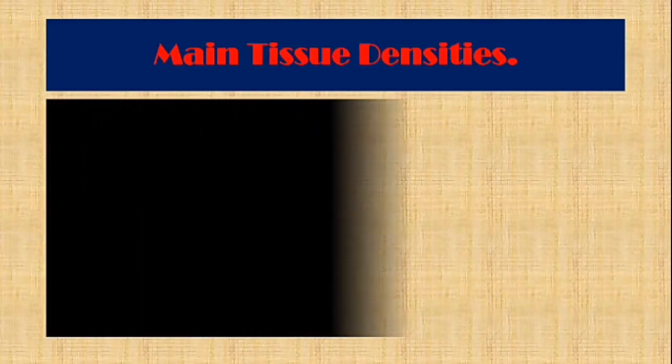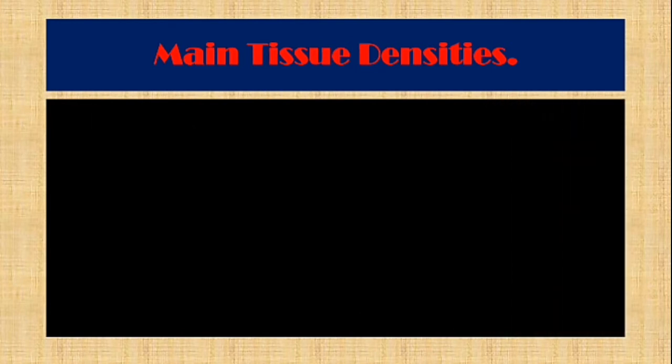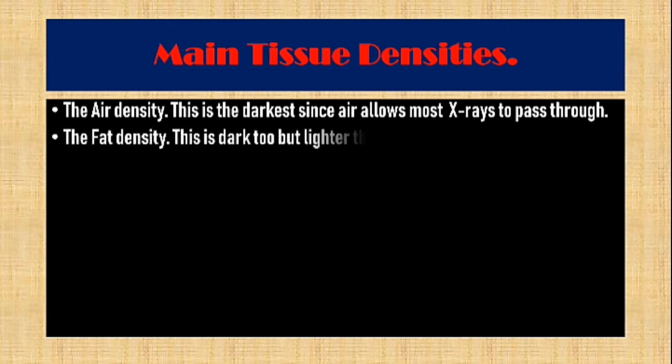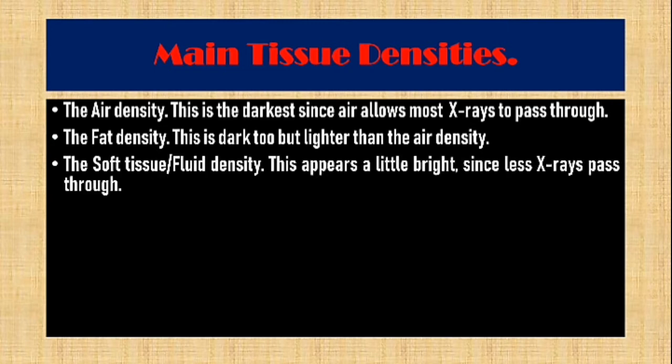There are mainly 5 tissue densities in plain radiography. The first one is the air density. This is the darkest density since air allows almost all the X-rays to pass through, turning the film black. The second density is the fat density. This density is also dark, but it is lighter than the air density. The third density is the soft tissue density or the fluid density. This density appears a little bright since less X-rays can pass through.